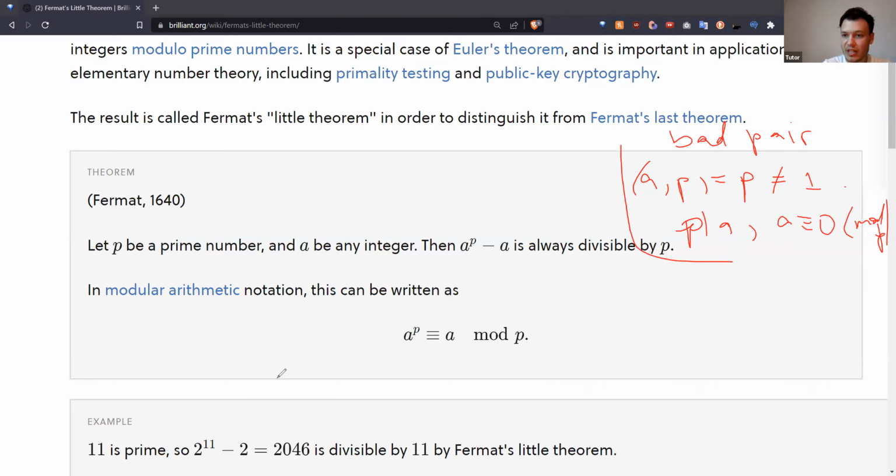If we're in this case of the bad pair, all of these are equivalent, so this is going to be congruent with 0, and this is going to be congruent with 0. They're both congruent with 0, so this is clearly true.